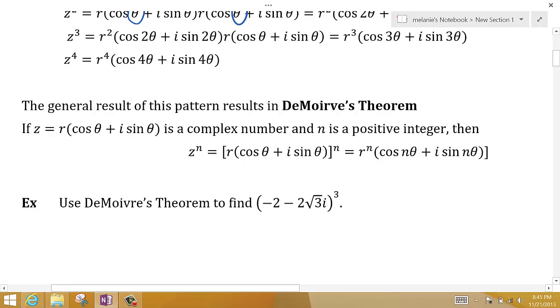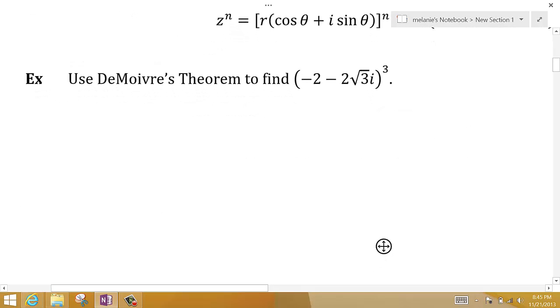So let's try one. The example says, use DeMoivre's theorem to find negative 2 minus 2 root 3 i, that complex number, cubed. So we're actually going to do it two ways. We're going to do it with this theorem, and then we are going to do it just by cleaning up complex numbers. So the first thing we need to do here is figure out what a is, figure out what b is. Do we see that a is negative 2 and b is negative 2 root 3?